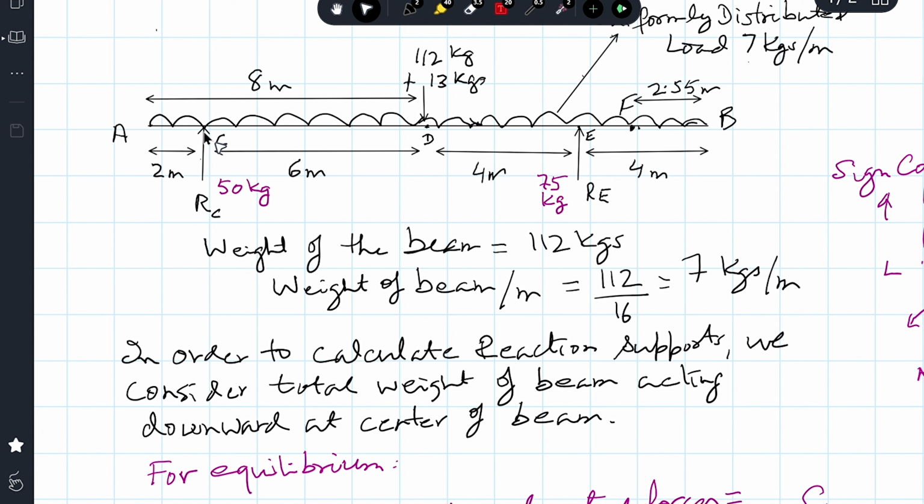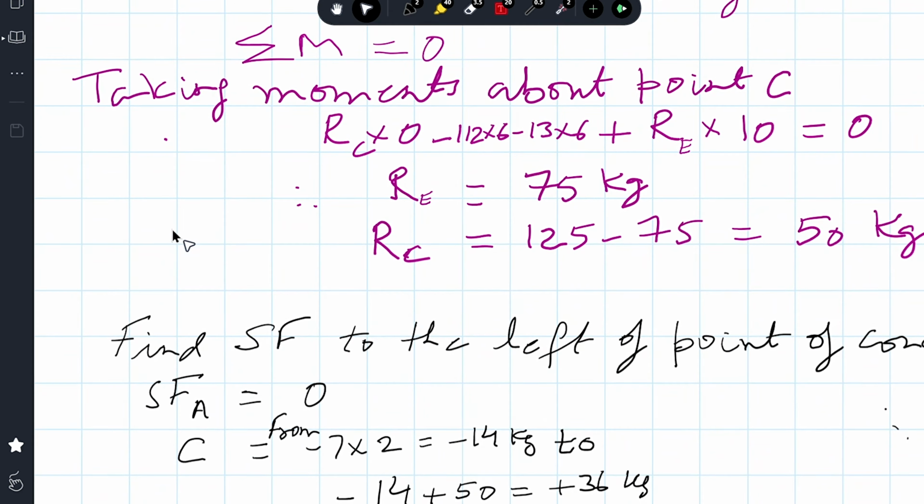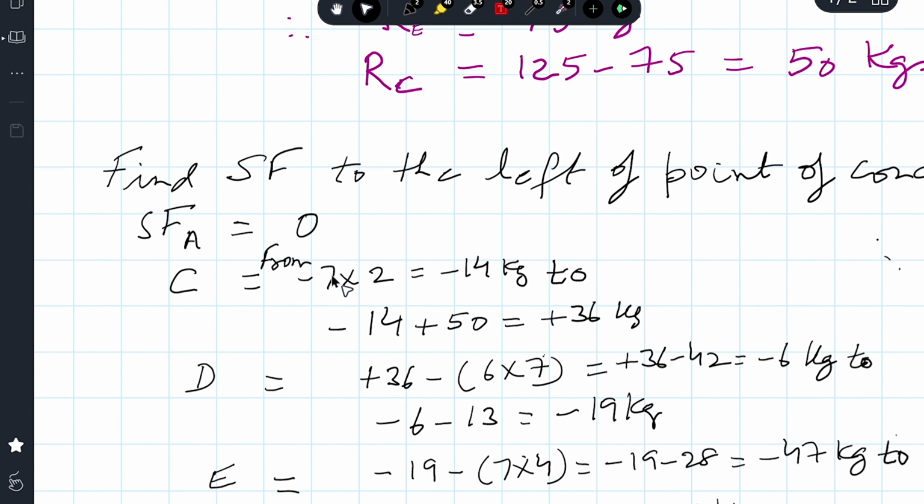For point loads or point reactions, forces acting at a point, we need to find the range of the shearing force. Range means first I take the algebraic sum of all the weights to the left of the point. So to the left of the point C, I have a 2-meter beam whose weight should be 2 multiplied by 7, 7 kg per meter. So 2 into 7, and it's acting downwards. So this force acting downward is minus sign. So to the left of C, I will have minus 7 into 2, minus 14.